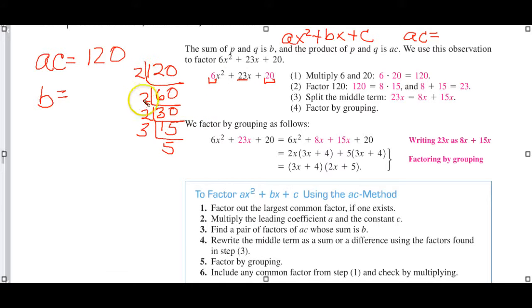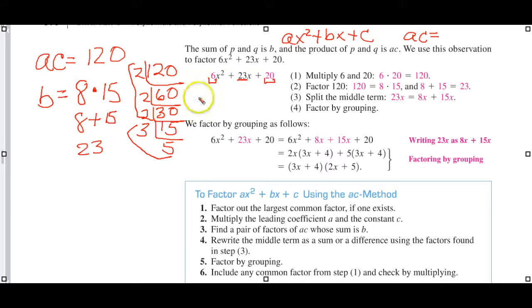Well, these are all factors. Notice if I multiply these three together, I get an 8. And if I multiply these two together, I get a 15. And 8 times 15 is 120. And 8 plus 15 add up to 23. I've got the right combination.